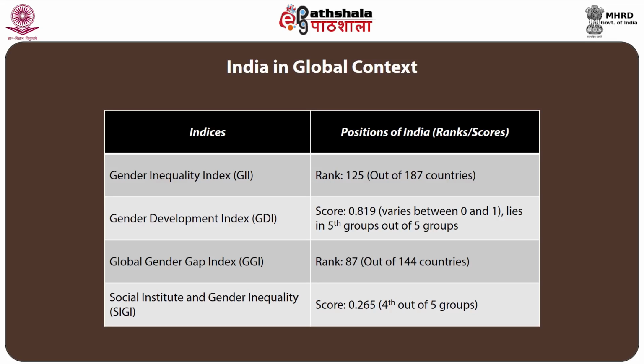In terms of the Gender Development Index, if you look at India's rank, we can say that women have a hugely disadvantaged position compared to men. Then in the Global Gender Gap Index, India's rank is also considered worse compared to many developing countries. India ranks 87 out of 144 countries. In the Social Institution and Gender Index, India also has a very low score.